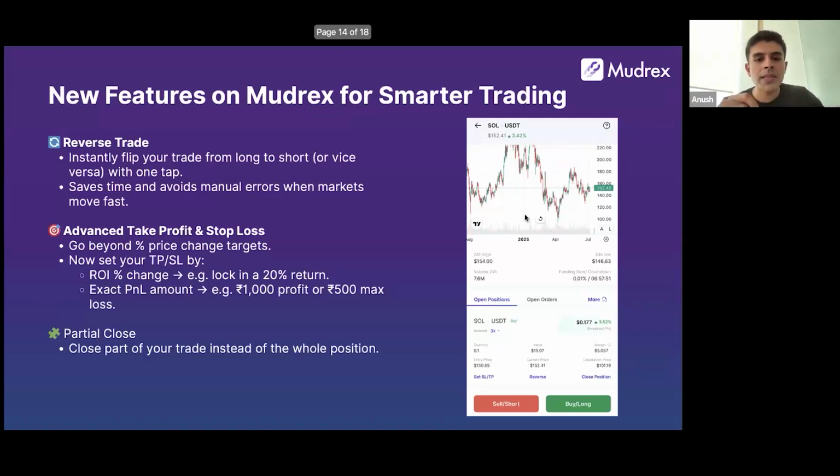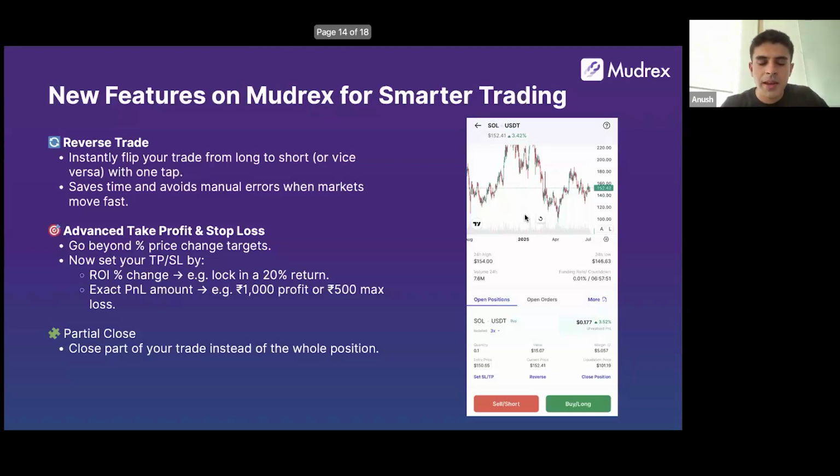With reverse trades, you basically can flip your position instantly. So you can go from long to short instantly. One tap and it's done, right? The system will automatically close your original position and open an equivalent position in the opposite direction. So this is hugely useful. It will save precious time. It also reduces manual errors, and it lets you quickly react to sudden changes in the market. Okay. So if you're someone who likes to stay nimble, a reverse trade can be a lifesaver, all right? So that is one of the features.